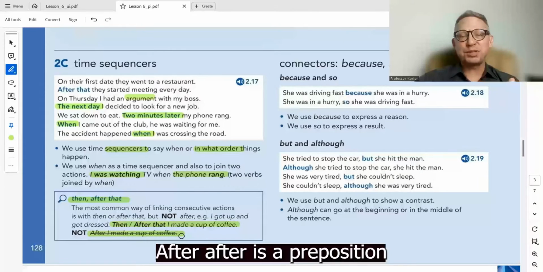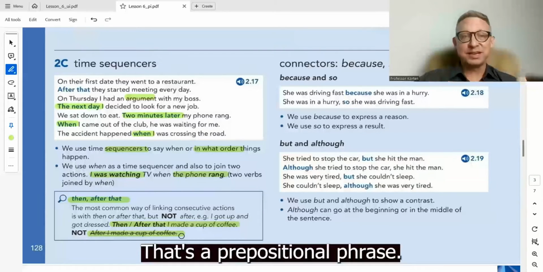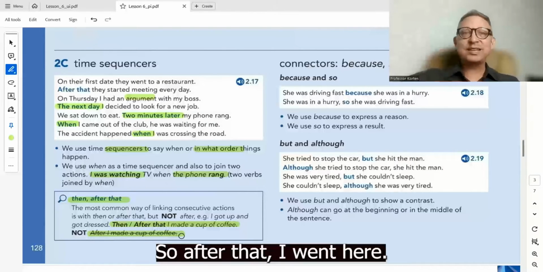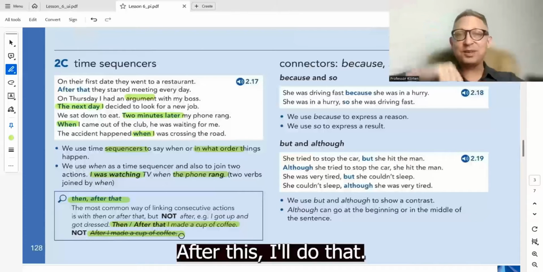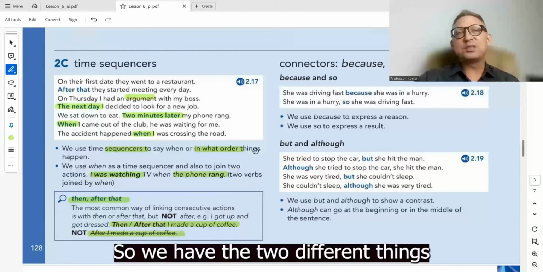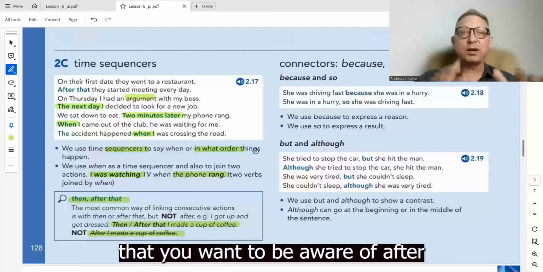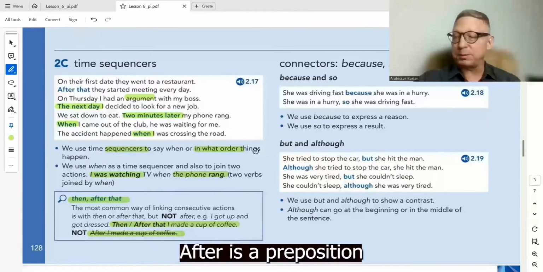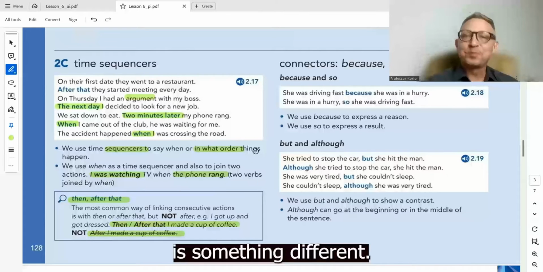After is a preposition. After school, after my job, that's a prepositional phrase. But here is different. Here we're doing sequences. So after that, I went here. After this, I'll do that. So we have two different things that you want to be aware of. After that is what we're interested in today. After as a preposition is something different.